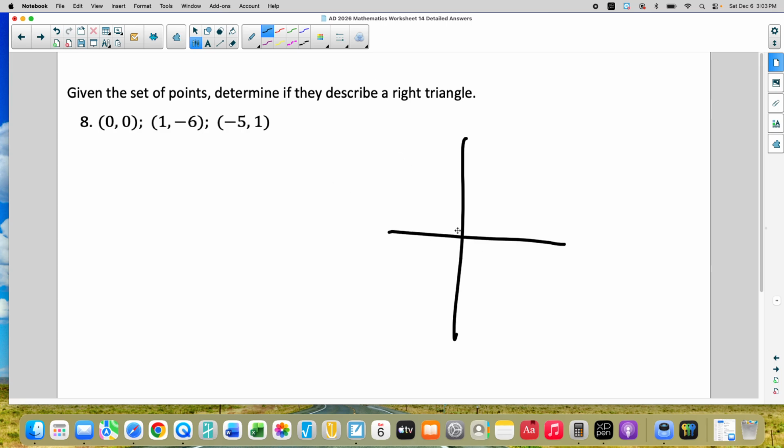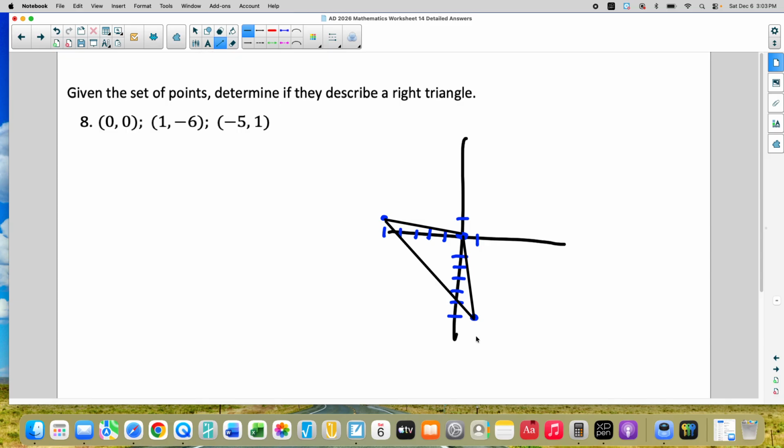Given the set of points, determine if they describe a right triangle. So 0, 0 is 1 point. 1, negative 6: 1, 2, 3, 4, 5, 6. And negative 5, 1: 1, 2, 3, 4, 5. This is a little bit better question. Still not great, but this looks like it's obtuse.